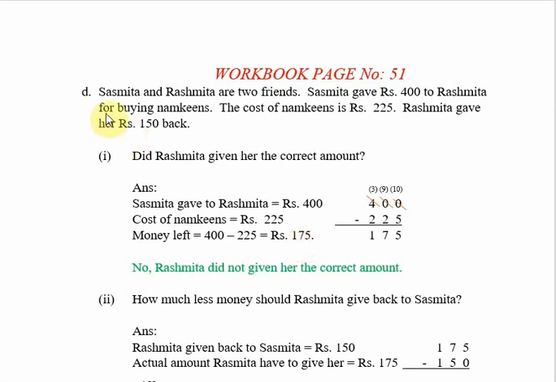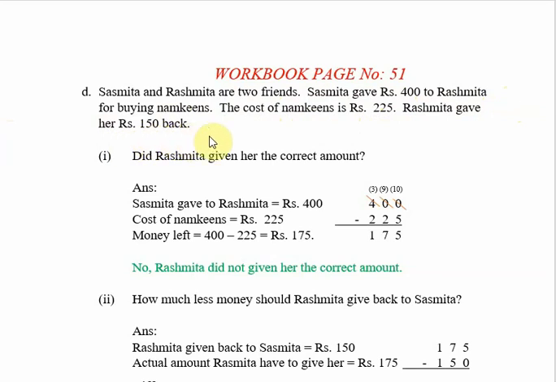So question number D is: Sasmita and Rashmita are two friends. Sasmita gave rupees 400 to Rashmita for buying namkins. The cost of namkins is rupees 225. Rashmita gave her rupees 150 back.